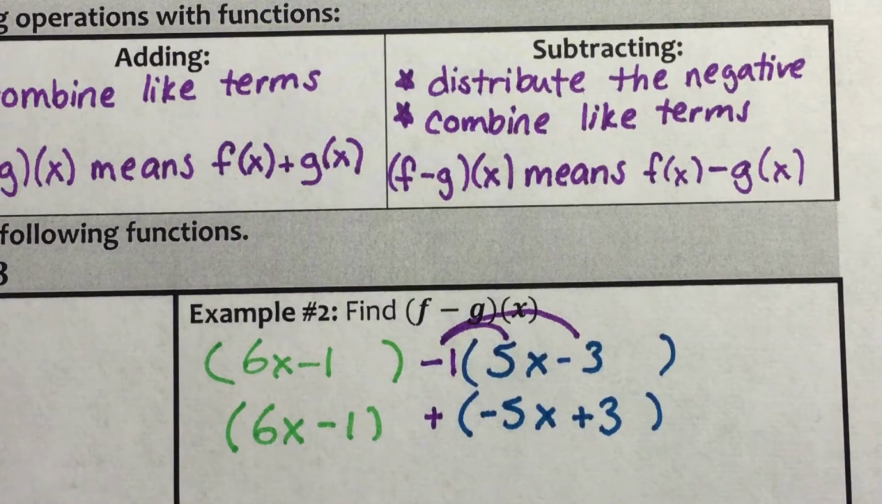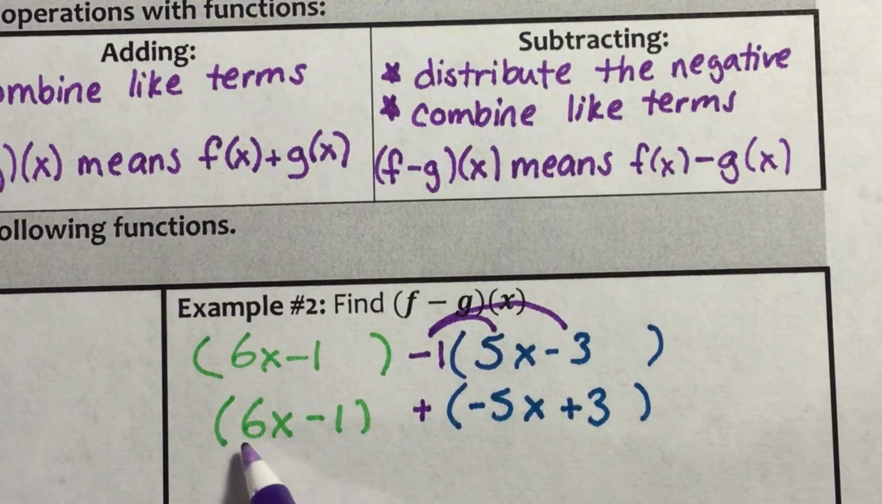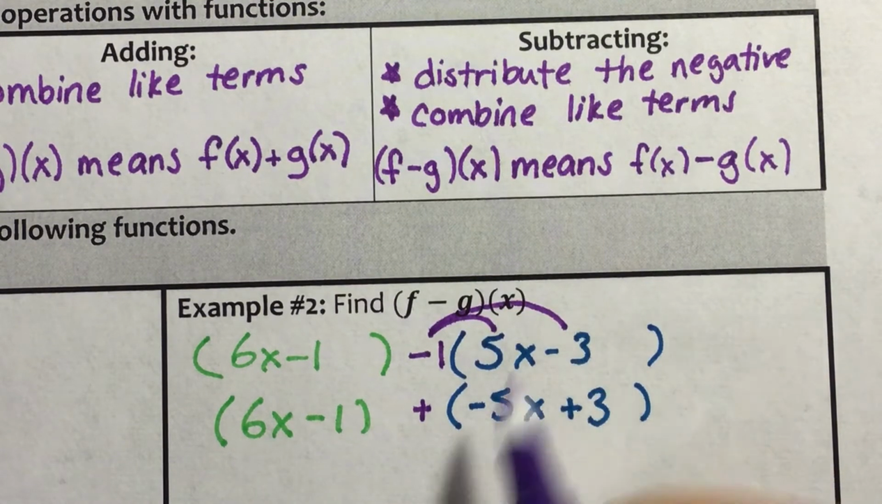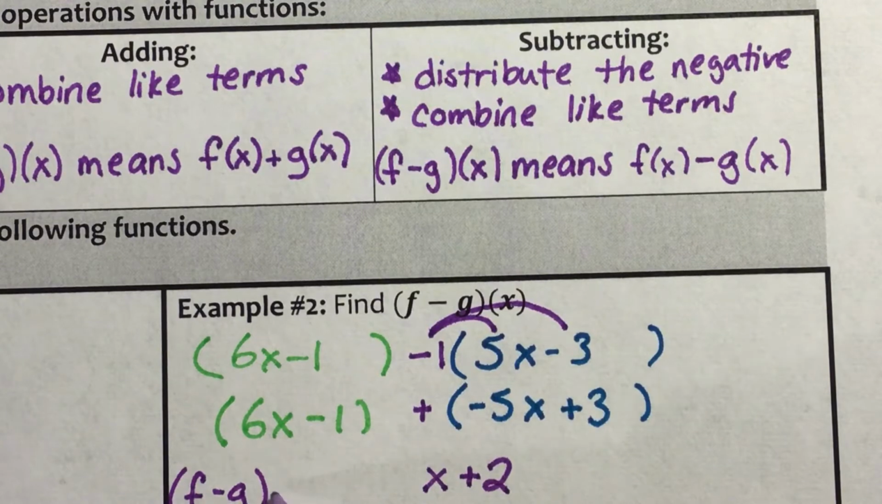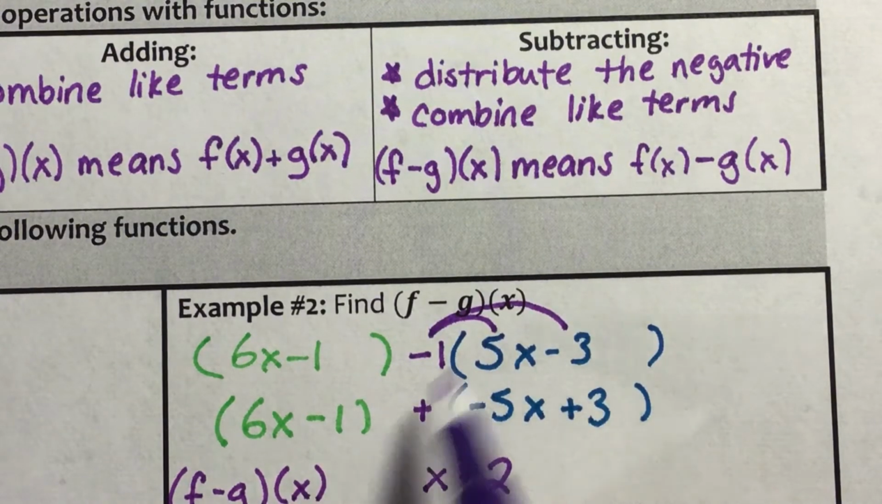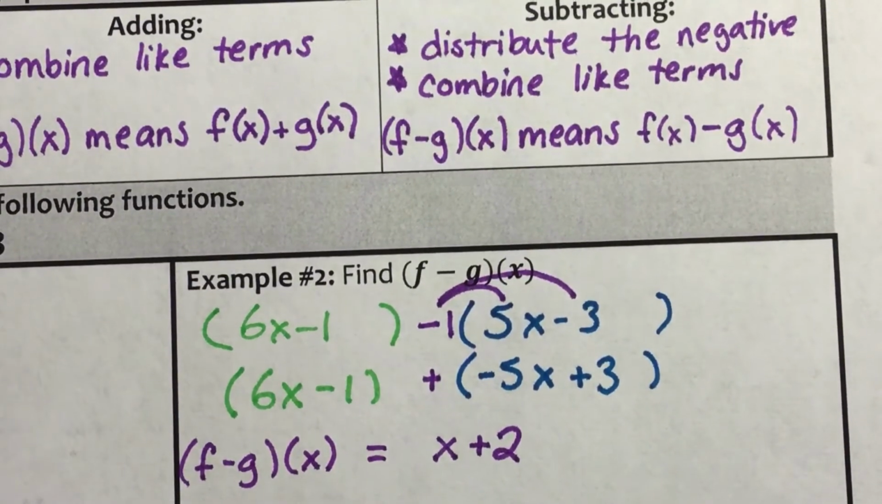All right, once you have distributed that negative, you're just combining like terms. So let's do that. 6x plus a -5x, or 6x minus 5x, is just 1x, x. Then -1 plus 3 is 2. Okay, so f minus g of x, which I'm getting from the original problem up there, equals x plus 2.